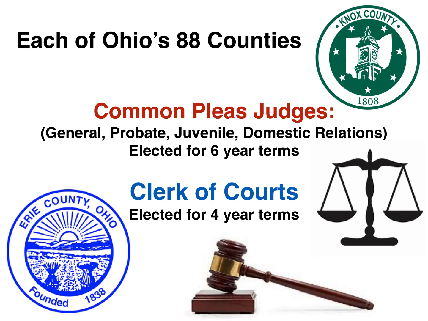But also, each of Ohio's counties, as we mentioned in previous videos, have judges. So we elect common pleas judges to handle felony cases, big cases, but also probate and juvenile and domestic relations. So remember, probate is dealing with if someone dies without a will. Domestic relations would be marriage, divorce, child custody, adoption, that kind of thing. These are all elected for 6-year terms.